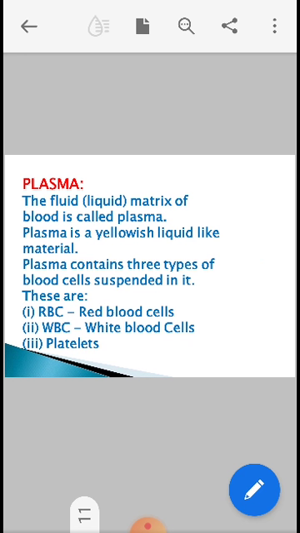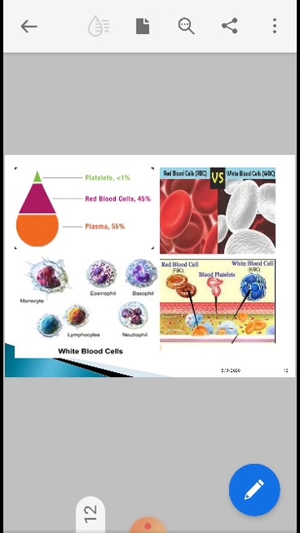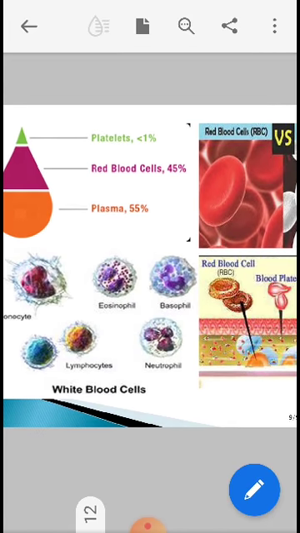So the plasma contains the RBC. The full form of RBC is red blood cells. The blood that flows in our body, most of it contains plasma. So blood has RBC, WBC, that is white blood cells, and platelets. Okay, now here you can see in this figure, less than 1% are the platelets. These are the constituents of blood.